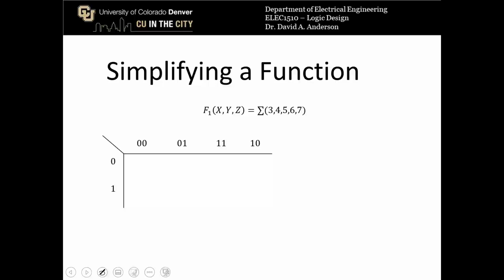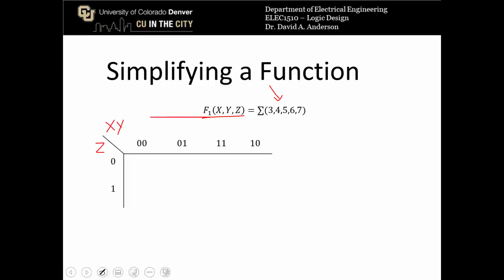Okay, so let's simplify a function then using a three variable k-map. We have a function of x, y, and z is the sum of minterms 3, 4, 5, 6, and 7. So I'm going to fill in the variables here. It doesn't necessarily have to be x, y on the horizontal and z on the vertical. You can change it, but that's probably going to be the most simple in this case.